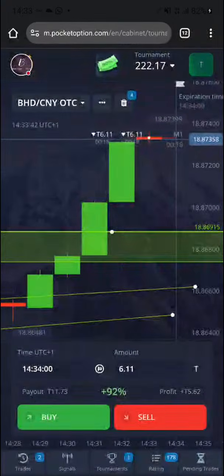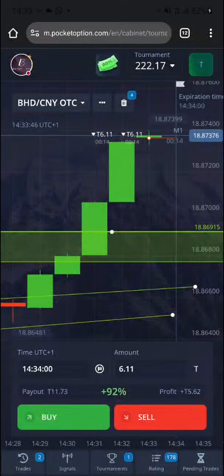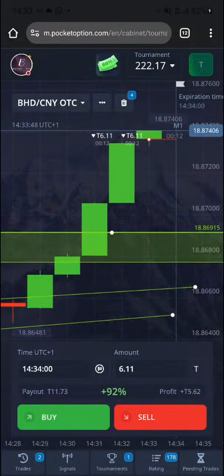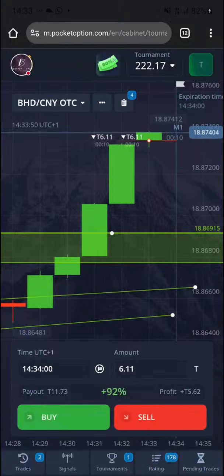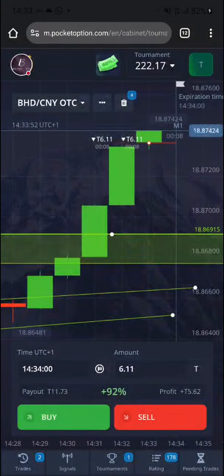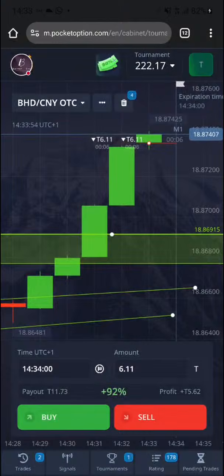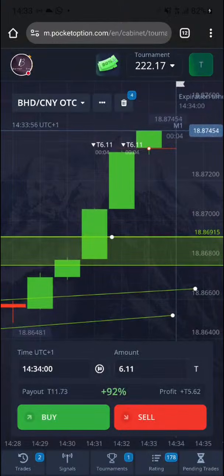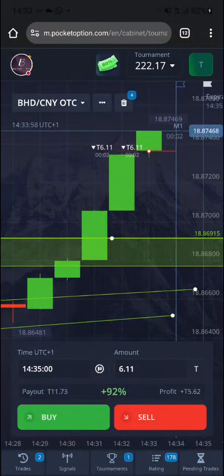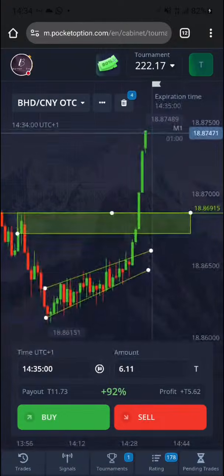You understand? But there's still this probability that it may still give us a green candle. At this point right now it is about 60-40 or 65-35. So 60% that we may win, 35% that we may not win. You understand? So we took our chances, but we lost.